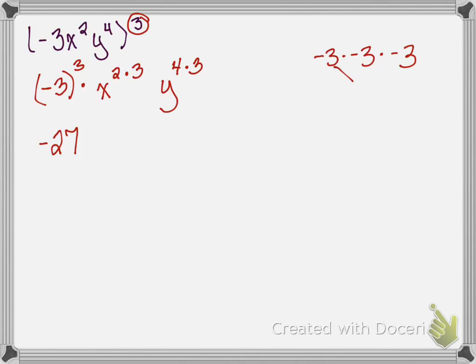Excellent. Okay, so negative 3 times negative 3 is positive 9. Then we've got it times another negative. So it's negative 27. And we talked about this in class. Anytime you've got an odd exponent and you are raising a negative number to an odd exponent, you're always going to get negative.